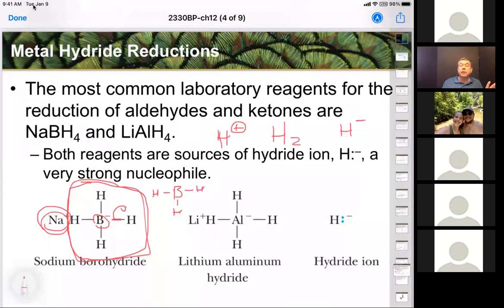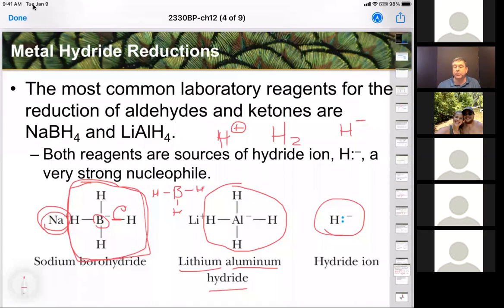Now, that's not the only one. We can do this with aluminum too. In this case, we usually use lithium as the counterbalancing metal, and we have aluminum hydride. Again, we have 4 hydrogens on that aluminum metal. But the active ingredient, the thing that does all the work, is this hydrogen with a negative charge.